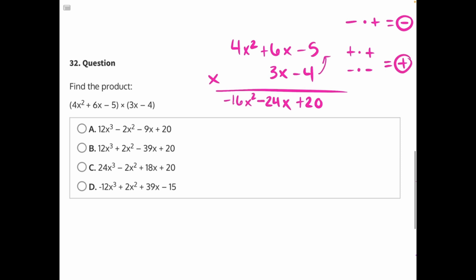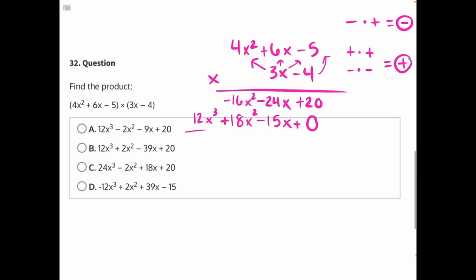Now let's put a 0 placeholder and move on to the next step. So 3x times -5 would give us negative 15x. 3x times 6x would give us 18x squared. X times x is x squared, and it'd be positive. 3x times 4x squared would be 12x cubed. X squared times x would go to x to the third.